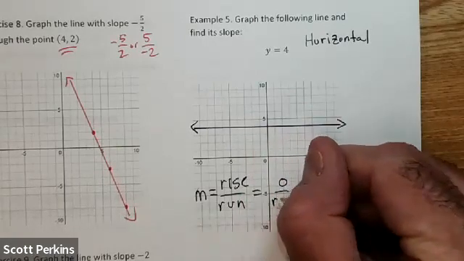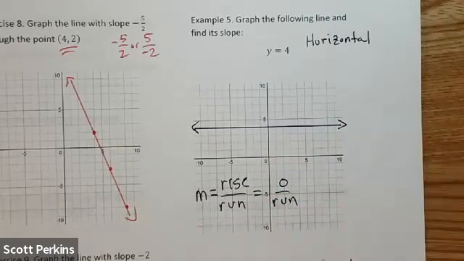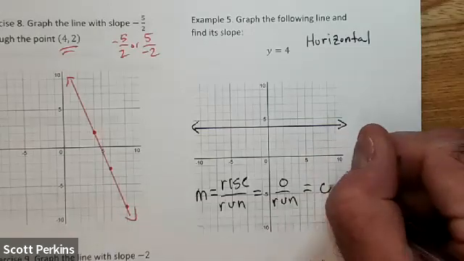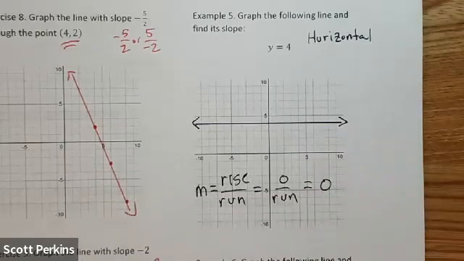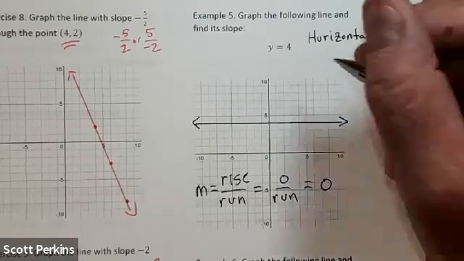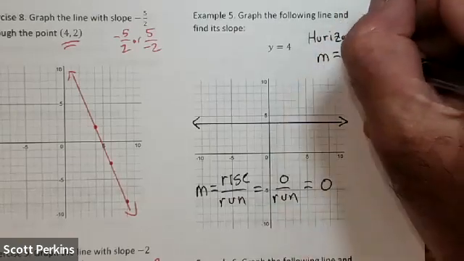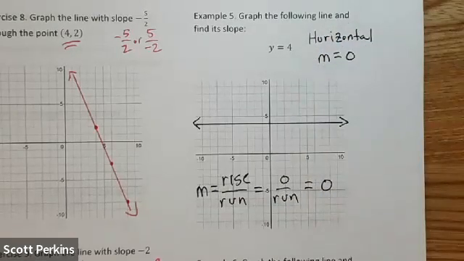It doesn't matter what my run is. If you have 0 in the top, divide by anything. Let's say 10. If you have $0 and you're going to divide among 10 friends, how much are you giving each of them? 0. You have nothing to give. So there we go, 0. So a horizontal line has a slope, an m, of 0. It's not rising at all.